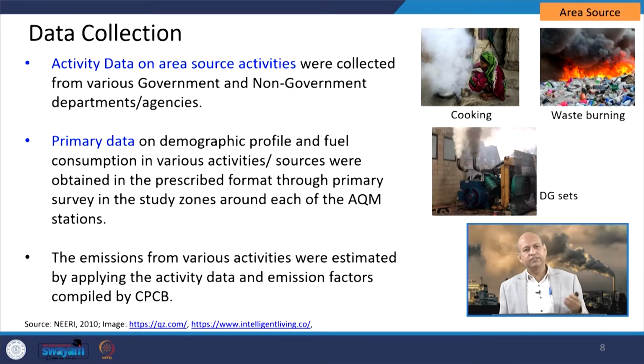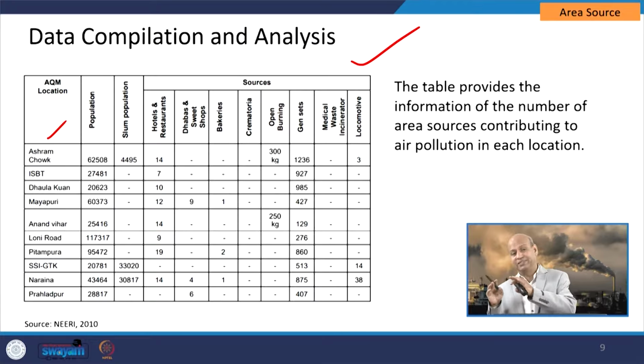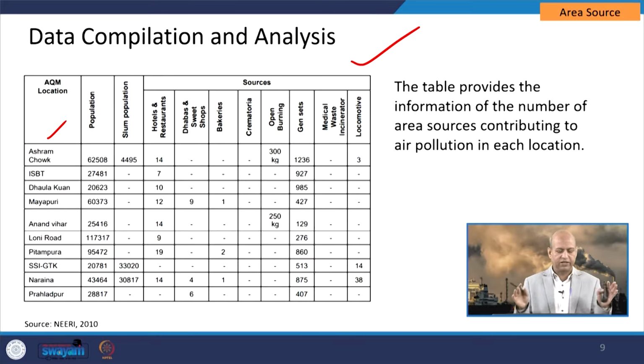Then, as I said, the activity data have been collected with primary sources like survey based, and then secondary sources from different kinds of reports or publications from government as well as non-government organizations. So, this kind of data compilation and analysis was established, like a matrix, with air quality monitoring locations like Ashram Chowk, ISBT, Dhaula Kuan etc. Then how much population is there in that particular zone, how much slum population is there, because their burning of fuel is distinct from the other population. So, that has been segregated.